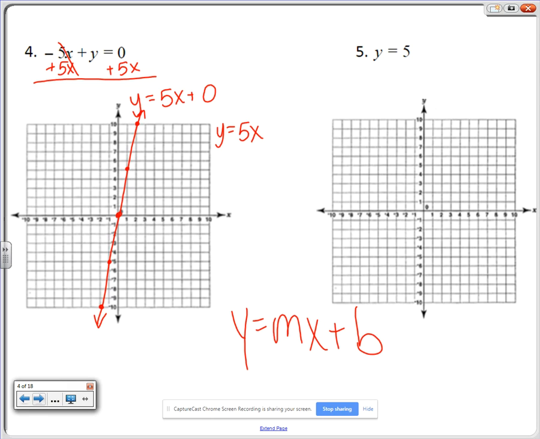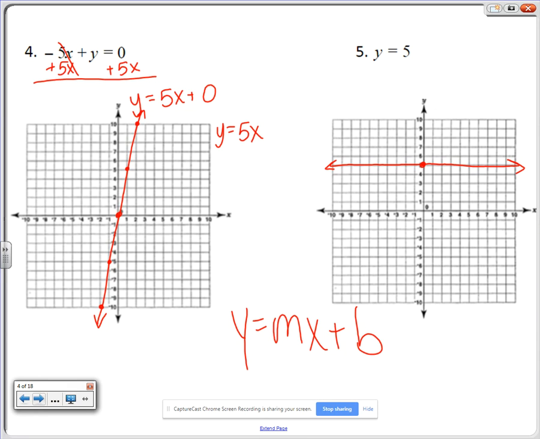Take a look at number 5. Is the y all by itself in number 5? But what part is it missing? The x, which means, could this ever cross the x-axis? No. How do I draw this so it never crosses the x-axis? Horizontal, where do I begin? On the y-axis. And I can then draw it horizontally. How we doing? Good?